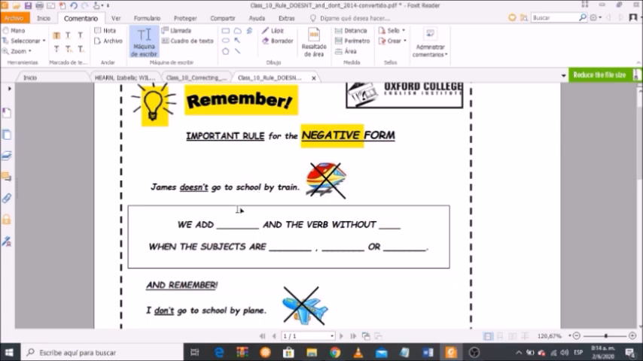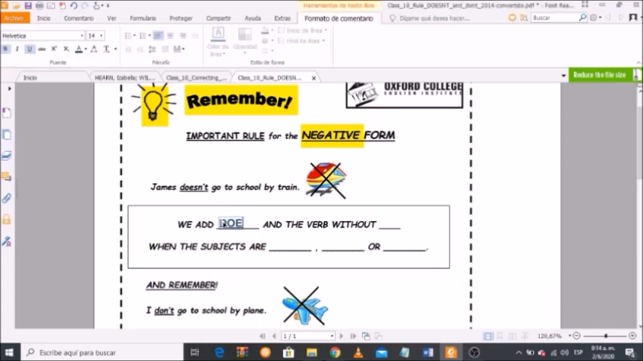Okay, very good. We add doesn't. Usamos la palabra doesn't. Add significa agregar. We add doesn't. And the verb without. And pay attention to the verb here. Presten atención al verbo en esta oración.